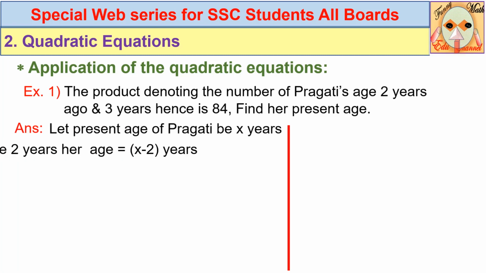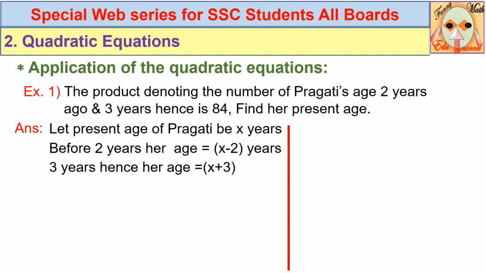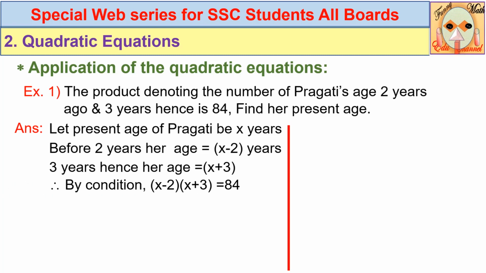Let the present age of Pragati be x years. Now read the first line: the product denoting the number of Pragati's age 2 years ago. Ago means minus, that is the subtraction sign. So before 2 years her age will be x minus 2 years. Second, 3 years hence her age will be x plus 3, and the condition is that the product of these two is 84. So we get the product of x minus 2 and x plus 3 equal to 84.